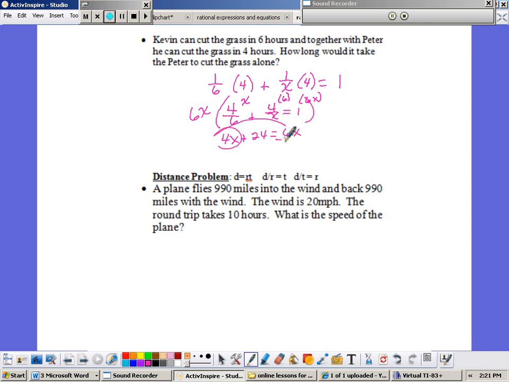I'm going to move my 4x over. I get 24 equals 2x. Divide by 2, x is 12 hours. Therefore, it takes Peter 12 hours to cut the grass.